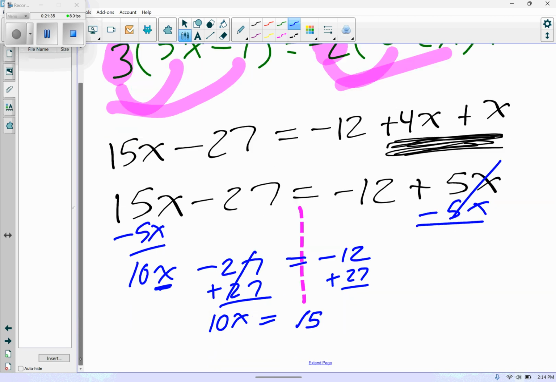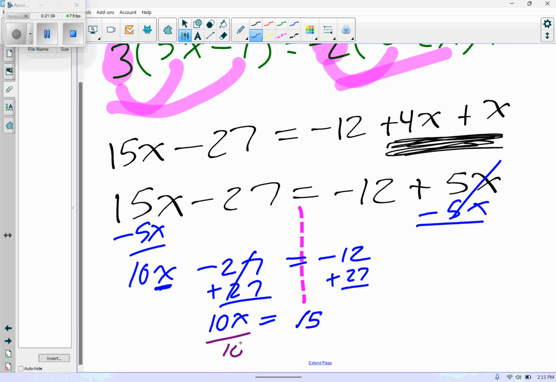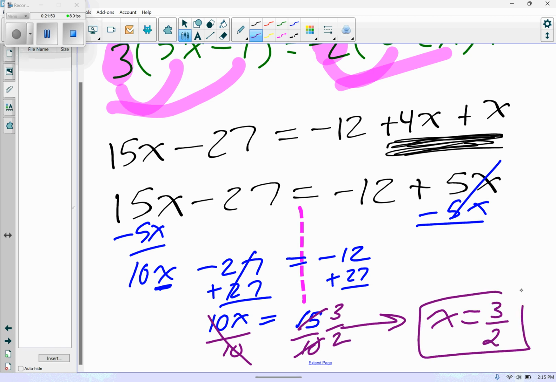All right. Divide by 10, divide by 10. So I'm going to bring it over here. x equals. How do I get 3 over 2? Yeah, I reduced the fraction. 5 goes into 15 3 times. 5 goes into 10 twice. I get an answer of 3 over 2.